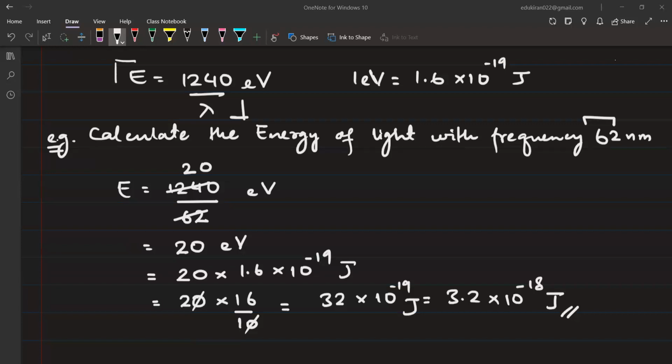Zoha and Ilham, is this okay with you? Yes or no? Please tell me. This calculation and everything. Yes, sir. If anyone has any doubt till here, please let me know. If you want me to explain anything once again, please let me know. Okay, no problem.